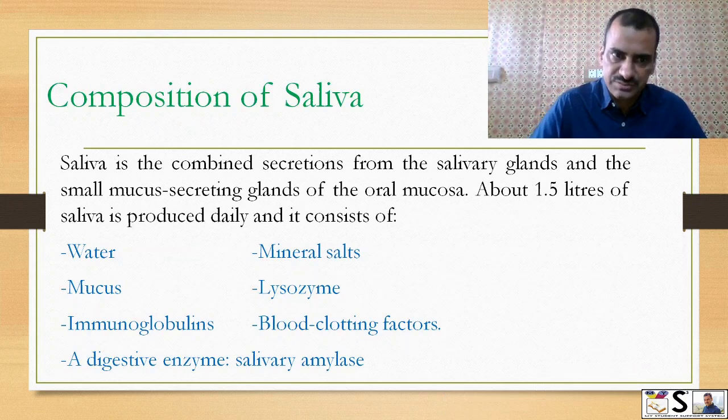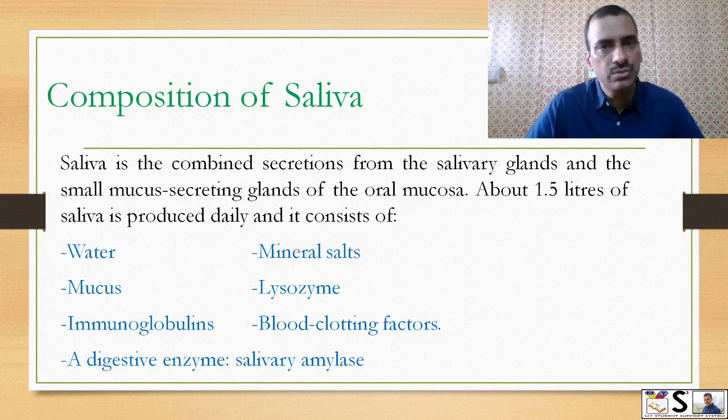Composition of saliva. Saliva is the combined secretion of the salivary glands and the small mucus-secreting glands of the oral mucosa. About 1.5 liters of saliva is produced per day and it consists of water, mineral salts, mucus, lysozyme, immunoglobulins, blood clotting factors, and a digestive enzyme, that is salivary amylase.